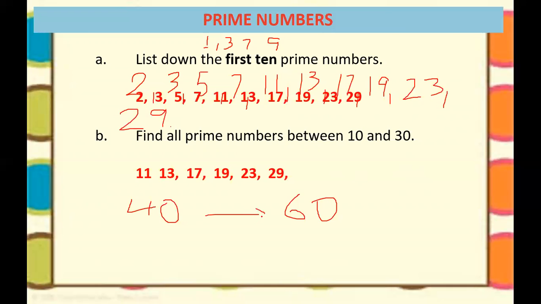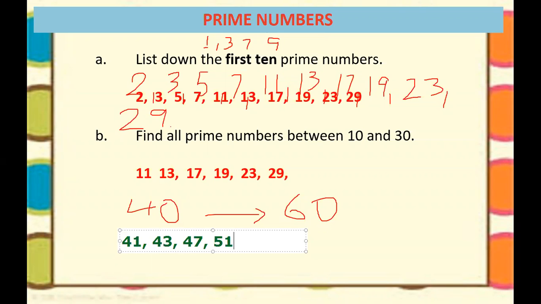So what do you think? Let's see now. Can you think about it and then check your answer later? Okay, let's go. 41. Did you do it correctly? 43, 47, 49. No, it doesn't belong to prime numbers. It's not a prime number because 49 is 7 times 7 and 1 times 49.